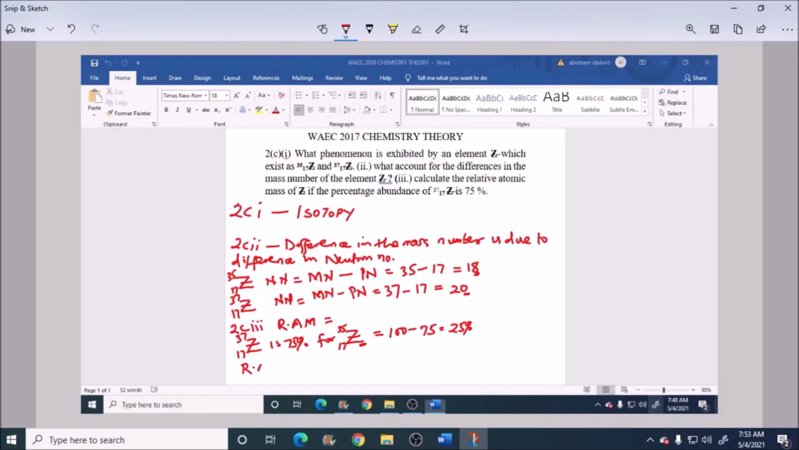Then relative atomic mass is equal to, we are going to have 75% of one atom, which is 37, with atomic number 17, plus another atom having 25% abundance of mass number 35. That is equal to 75 over 100 multiplied by 37, plus 25 over 100 multiplied by 35.